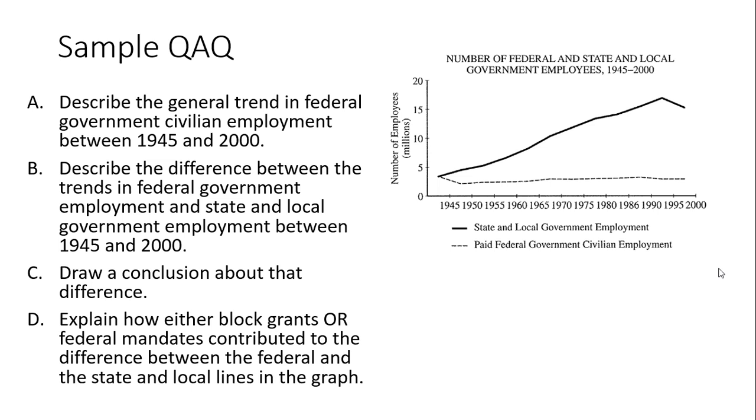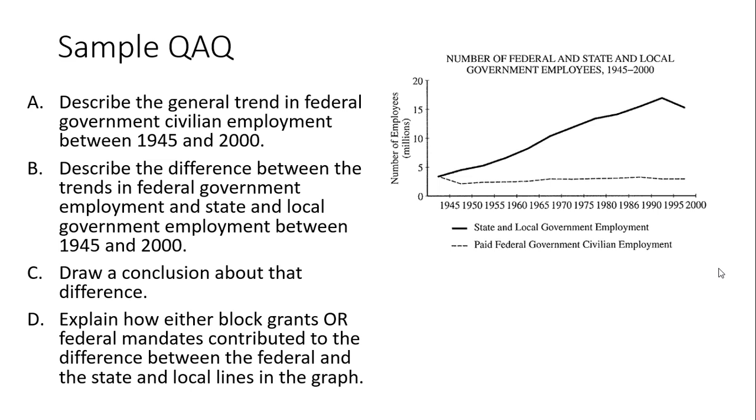So if you read D already, you might say, oh, okay, I'm going to talk about block grants or federal mandates in D. I'm not going to talk about them in C. Maybe in C, I'll focus on an effect of this difference, whereas block grants or mandates might be a cause, all right? So read it all. If you ever find yourself repeating yourself in an FRQ, like I said earlier, you're probably not getting that point.